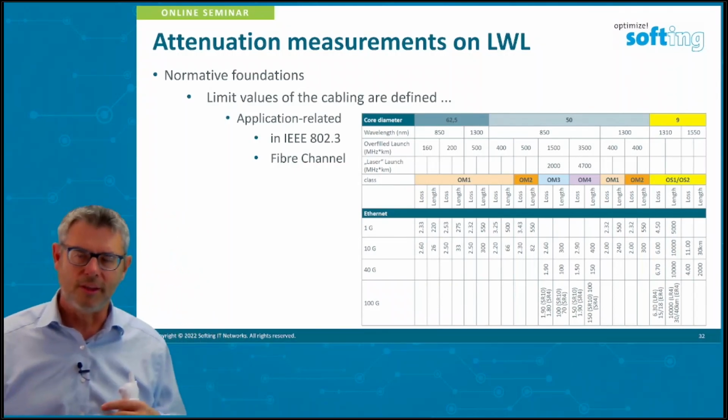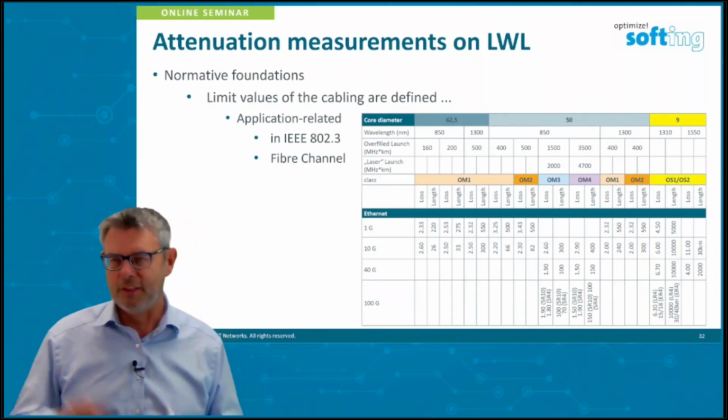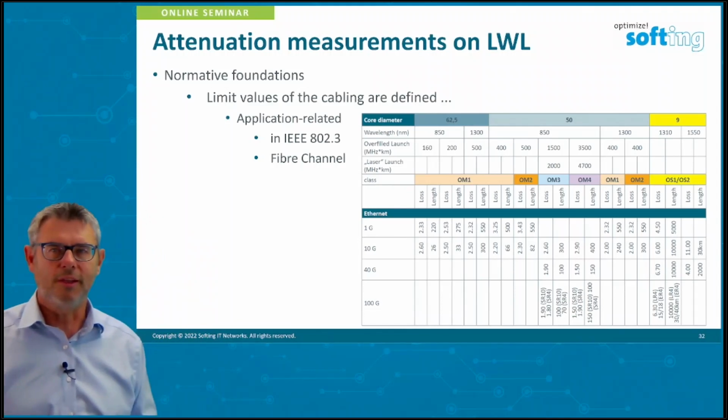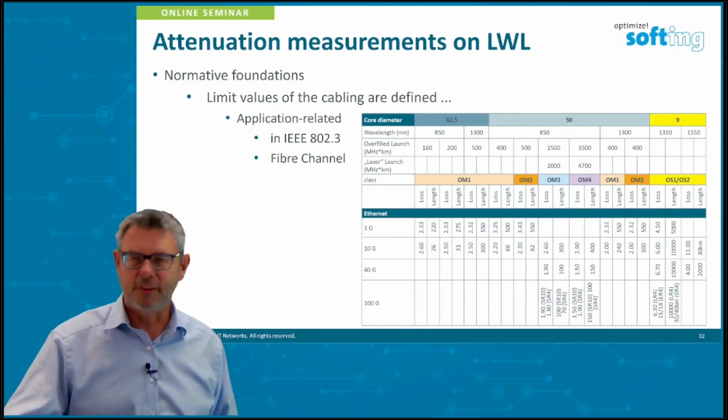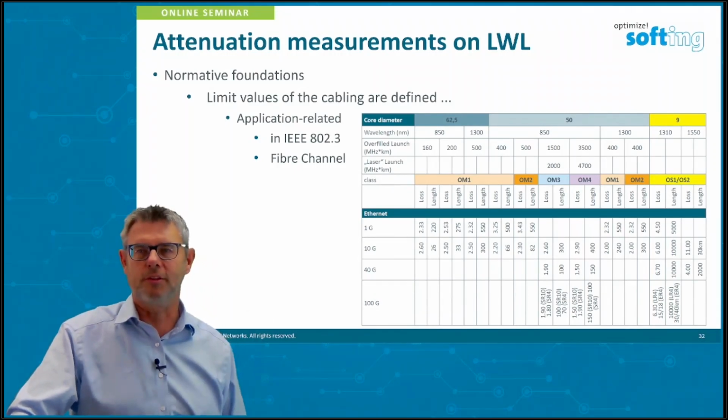So if you want to do 10 gigabit Ethernet, test the whole channel, the whole transmission channel, and keep to these limits here. That's also a way to determine if this cable is capable of running 10 gigabits or not.